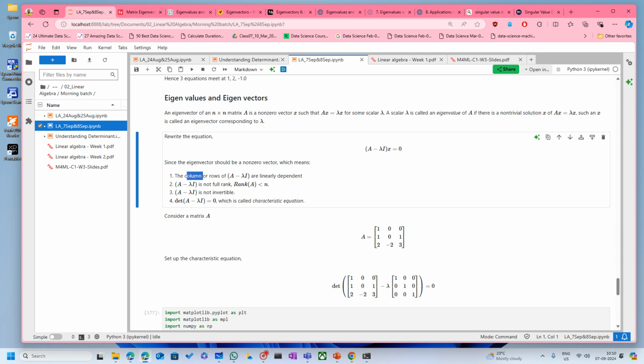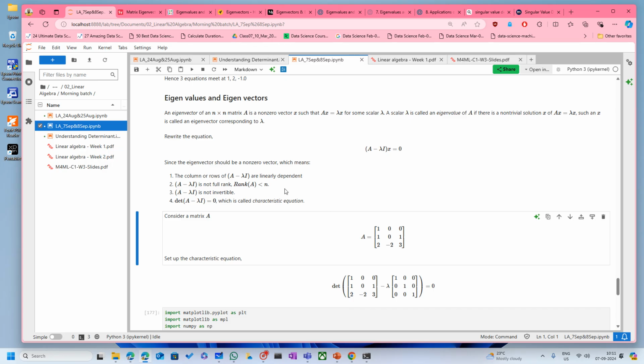And here the columns should be linearly dependent. We just understood what is meant by linear dependency and linear independence. Two lines or two systems of linear equations are said to be linearly dependent if they coincide. In other words, the columns or the rows of a matrix are said to be linearly dependent if they have zeros in them.